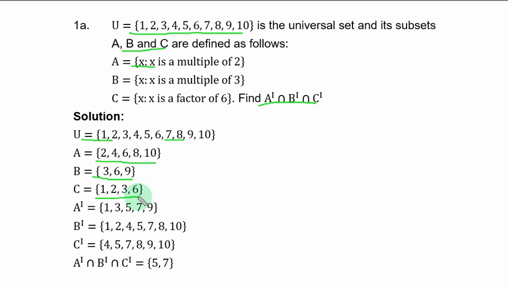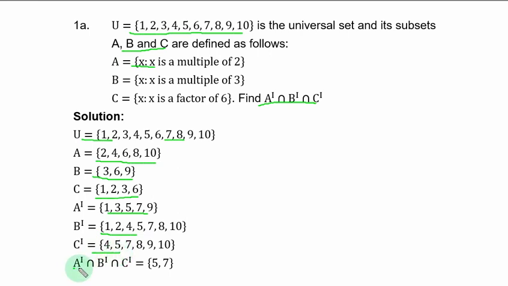Now let's get A complement. A complement is the set with elements that are in the universal set but not in set A. So you have these elements. B complement, the same thing, you have these elements. C complement, the same thing, you have these elements.